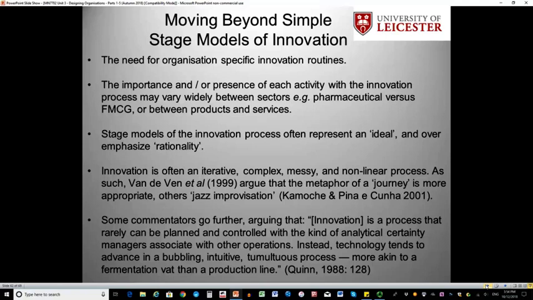I mean, I think that's probably pushing it too far. I think we do need some kind of way of project managing, but we also need to recognize this messiness, this complexity, this fact that often innovation is not linear, that it may well be intuitive and tumultuous. So we need to find a way of grappling with that as project managers.